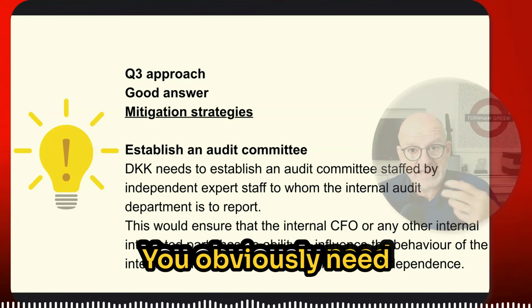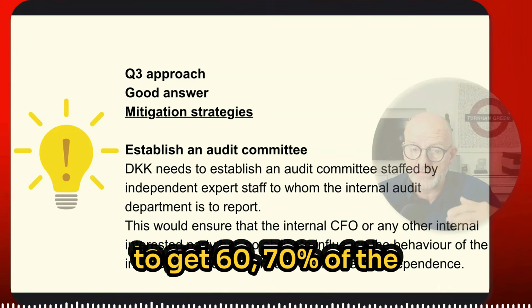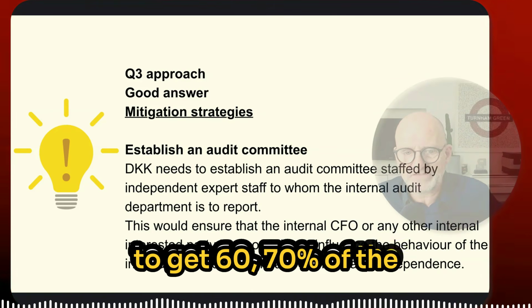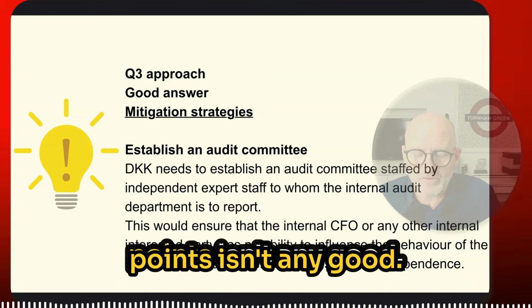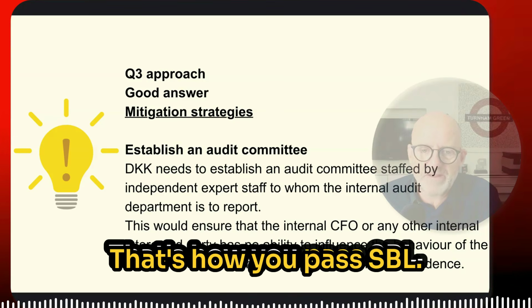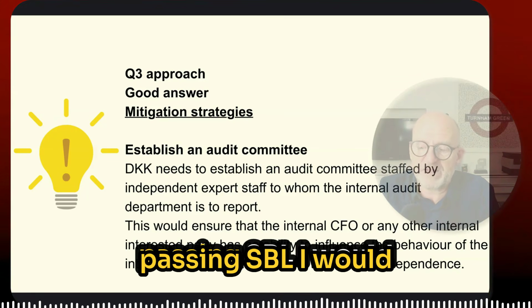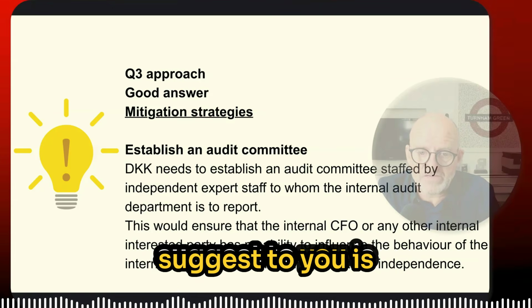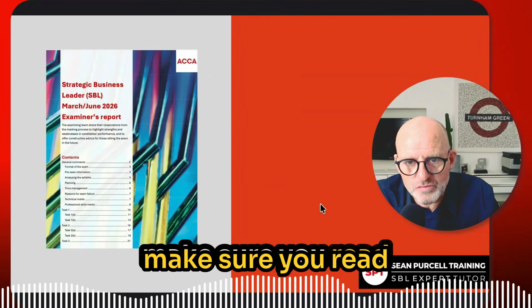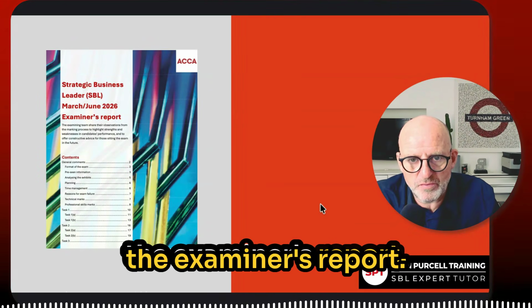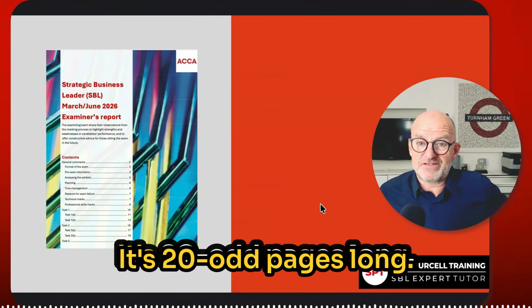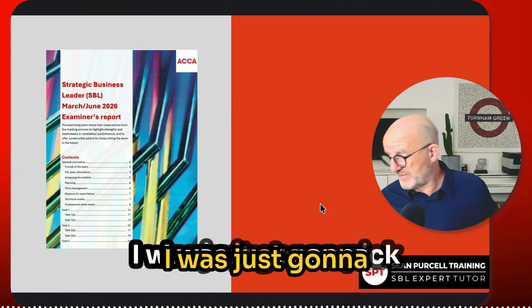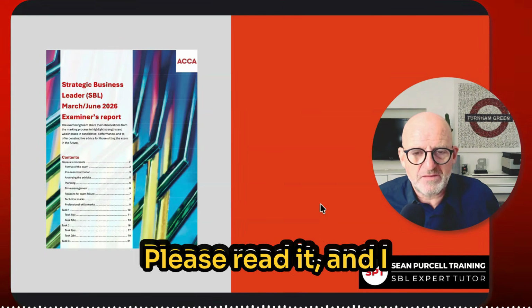You obviously need to do many of those to get 60-70% of the marks minimum, just in case one of your points isn't any good. That's how you pass SBL. But the key thing of passing SBL, I would suggest to you, is you make sure you read the examiner's report. Okay? It's 20 odd pages long. I won't pick it up on my desk. Please read it.